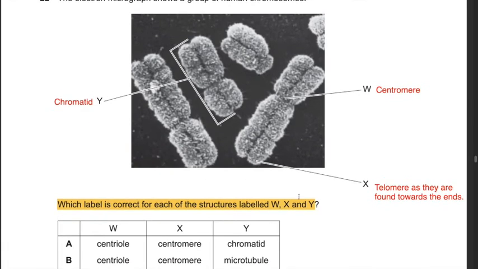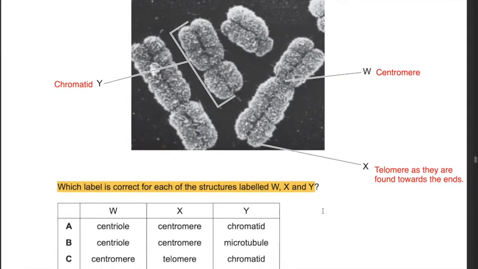Question 22. The electron micrograph shows a group of human chromosomes. Which label is correct for each of the structures labeled W, X and Y? W represents nothing but the centromere, as it is what holds the two chromatids together. X represents a telomere, as they are always found towards the ends, and Y is nothing but the chromatid. Therefore, the answer being C, W being the centromere, X being the telomere, Y being the chromatid.